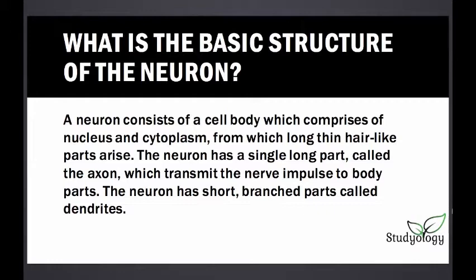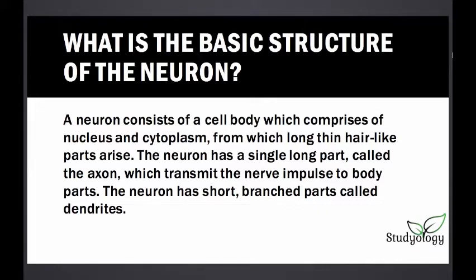So, what is the basic structure of the neuron? A neuron consists of a cell body which comprises a nucleus and cytoplasm, from which long, thin hair-like parts arise. The neuron has a single long part called the axon, which transmits the nerve impulse to body parts. The neuron has short, branched parts called dendrites. So now this is the structure of the neuron. They're telling about the structure of the neuron.